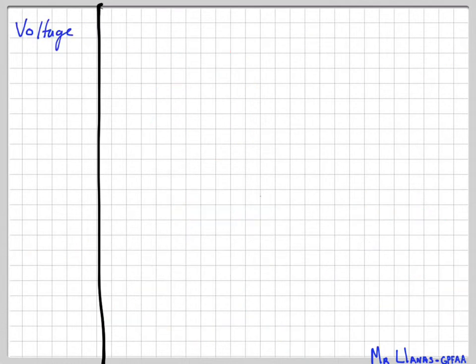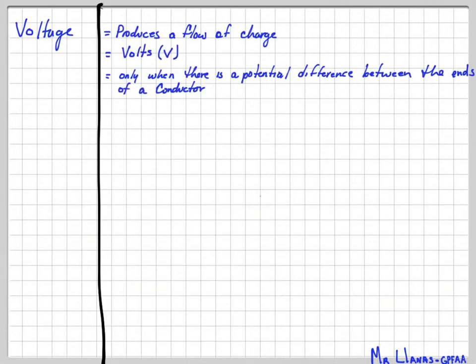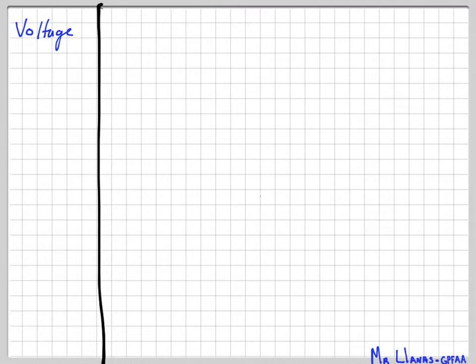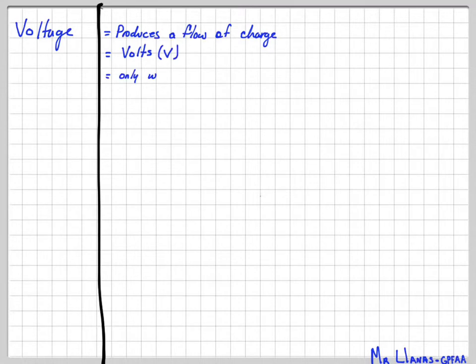Okay, all right. So the next thing we're going to talk about is voltage. Voltage produces the flow of charge, and it's measured in volts. What that means is that voltage does not go through the wire. What goes through the wire is actually the current. Voltage is measured in volts, and we're going to use the V to represent voltage.